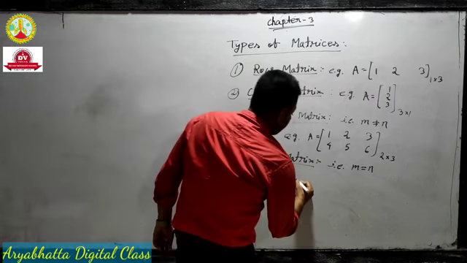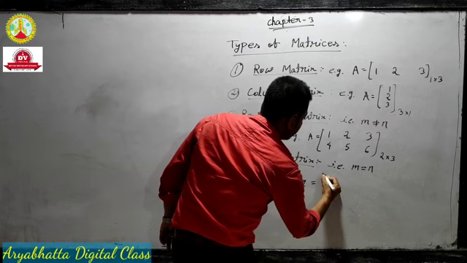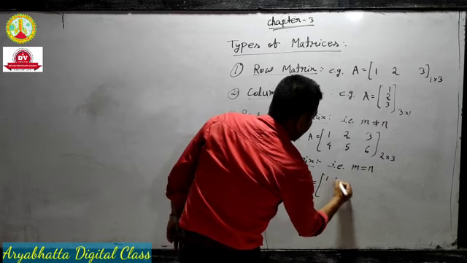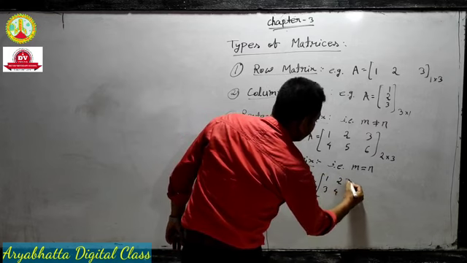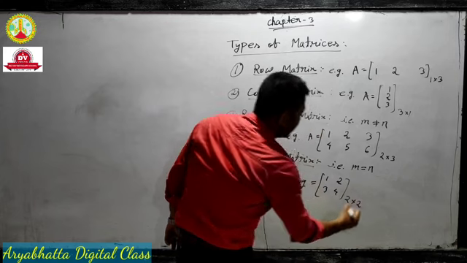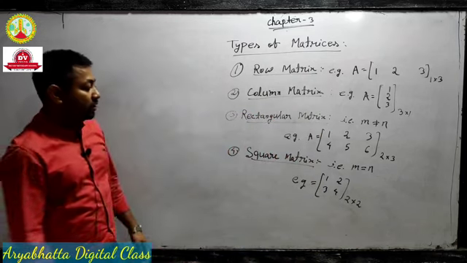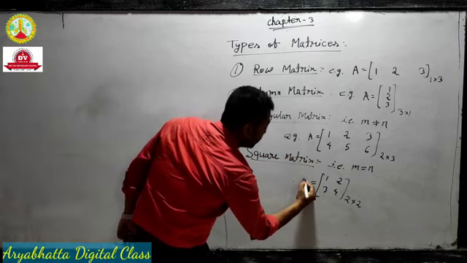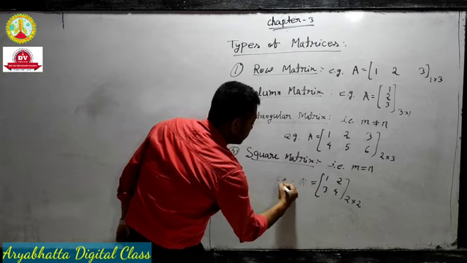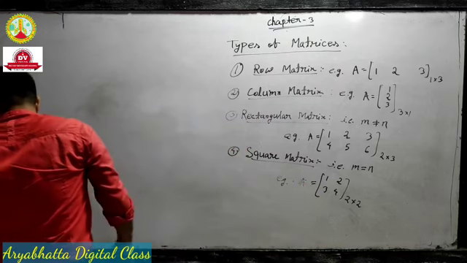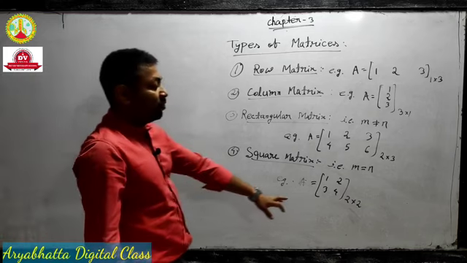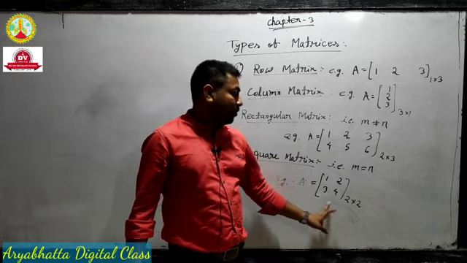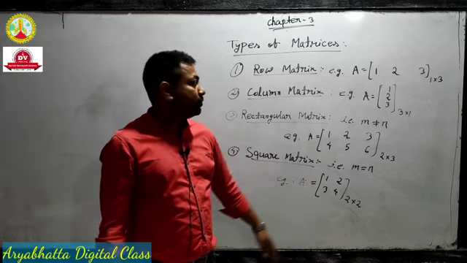For example, 1, 2, 3, 4 of order 2 by 2. This matrix is called a square matrix because the number of rows equals the number of columns. Here the number of rows is 2 and the number of columns is 2. Therefore this matrix is called a square matrix.